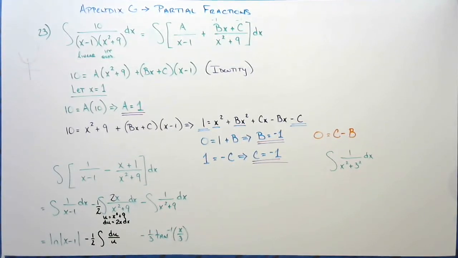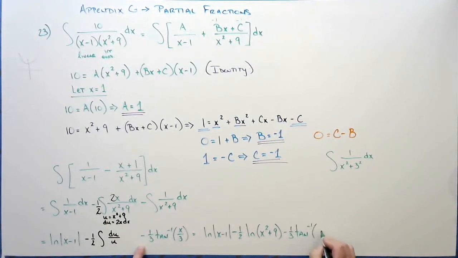So our final answer then is going to be our natural log of the absolute value of x minus 1, minus 1/2 the natural log of u, which in this case is going to be x squared plus 9, minus 1/3 inverse tangent of x divided by 3.